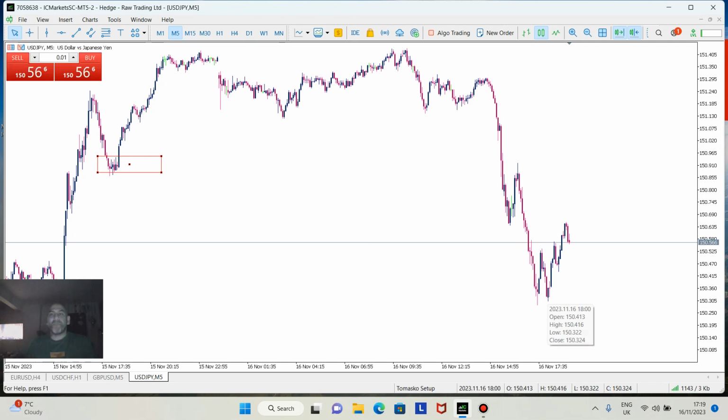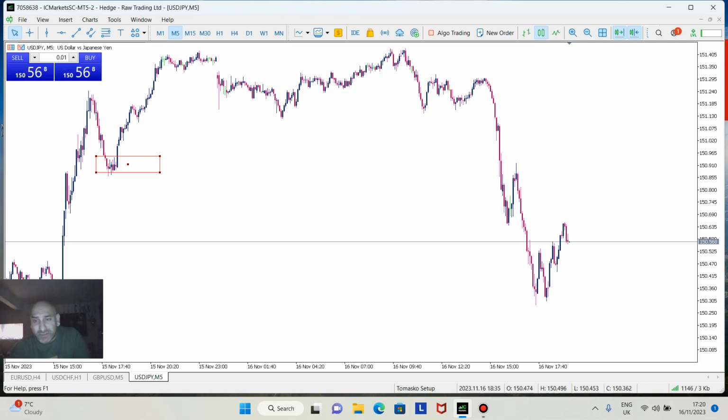And that's all it is, guys. Another retest here. Look, another retest. I'm not making this up. Another retest here. This is going to drop down to here.